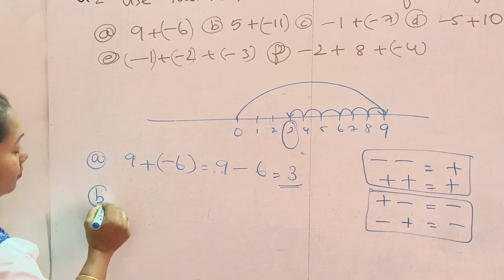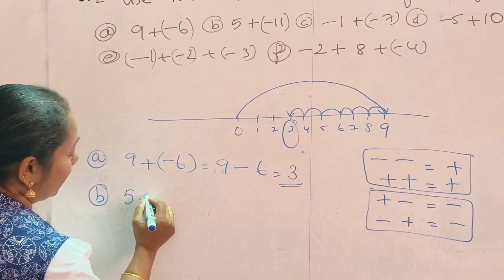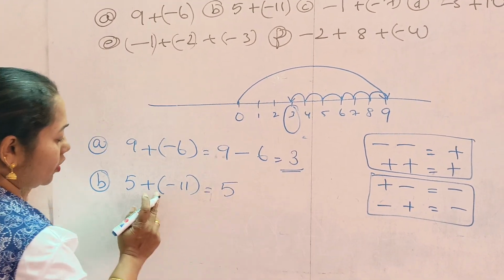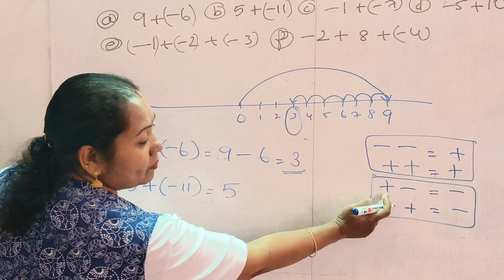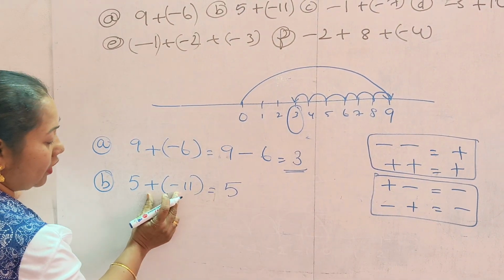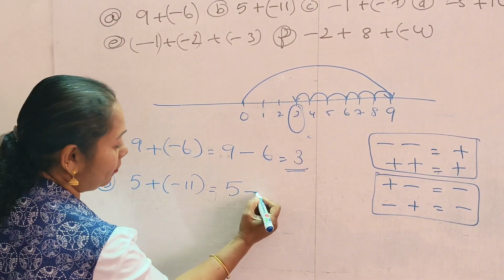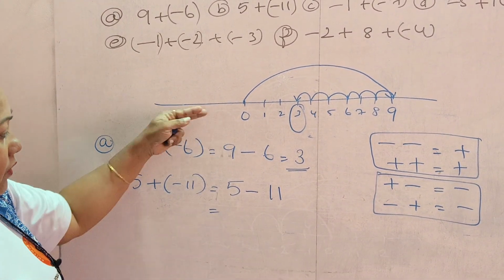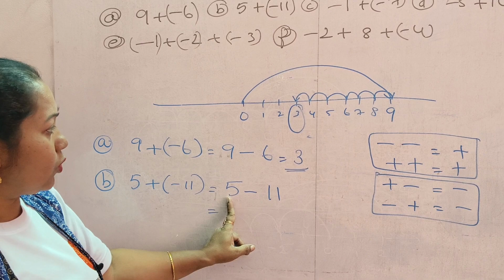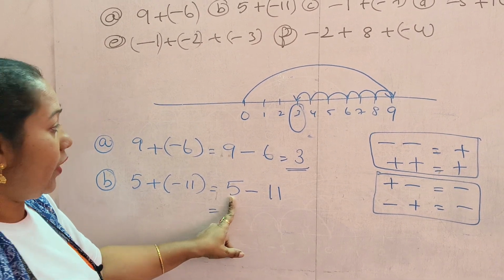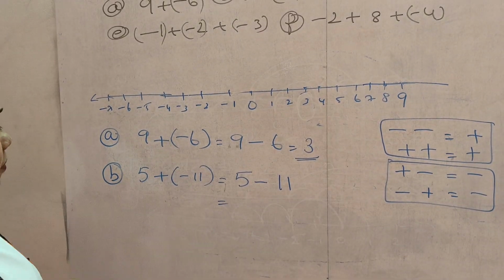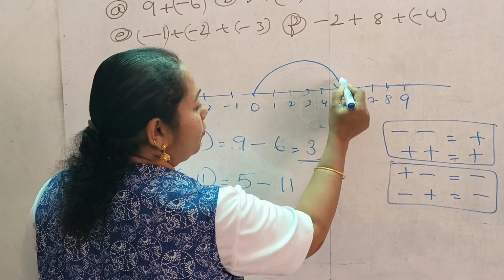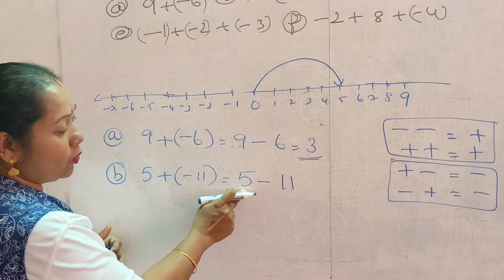Now second question. 5 plus minus 11. Again 5 plus minus minus. Plus minus minus, so we will remove both these signs and will put the minus 11. Now 5 minus 11. So again we have to come to this side. First we have to go from 0 to 5. This is positive number. So 0 to 5.